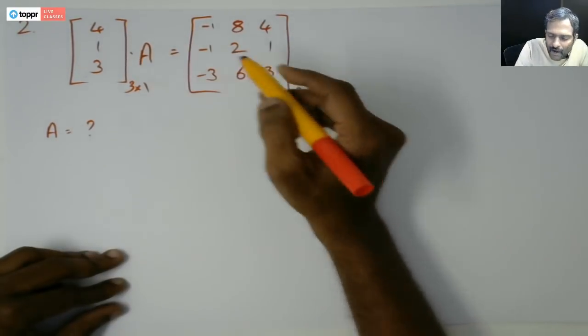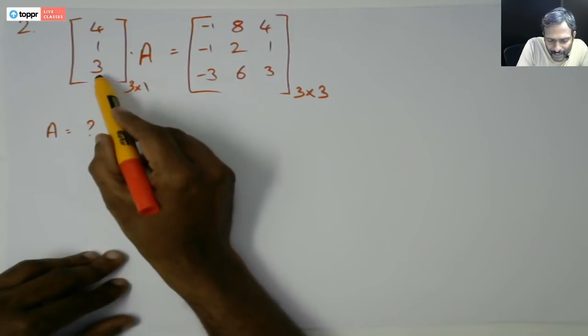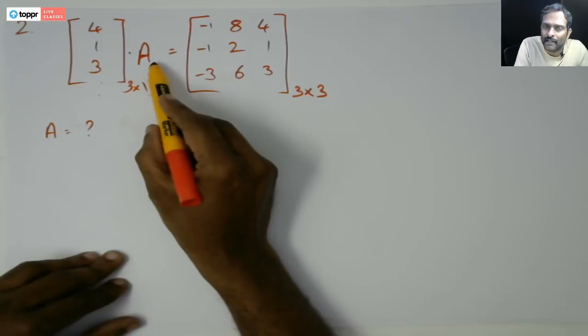Now, what should be the order of our matrix A? Tell me. See here, if I have to multiply this with this, the number of columns of the first matrix must be equal to the number of rows of the second matrix.